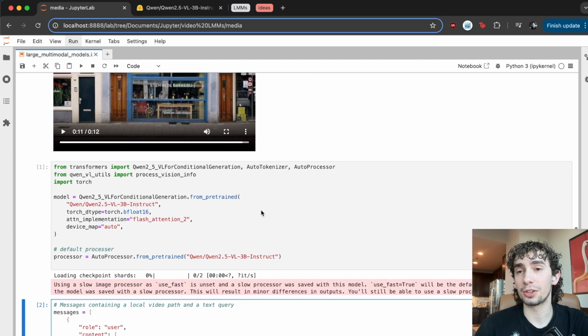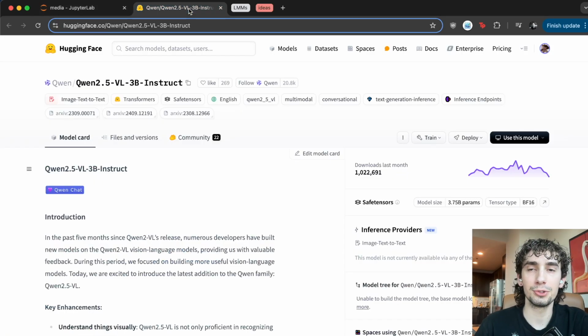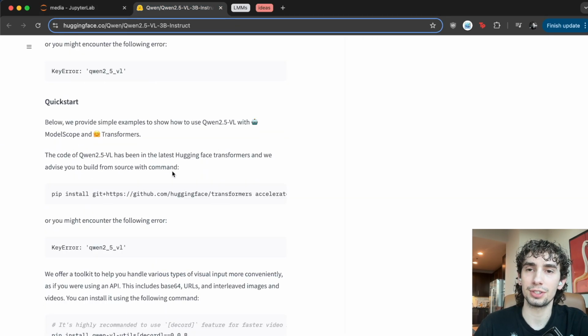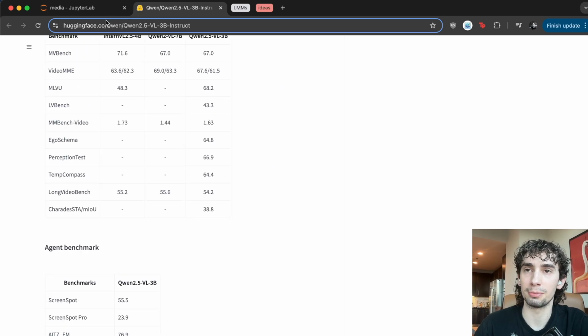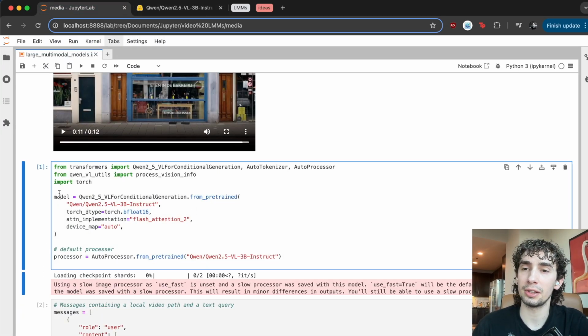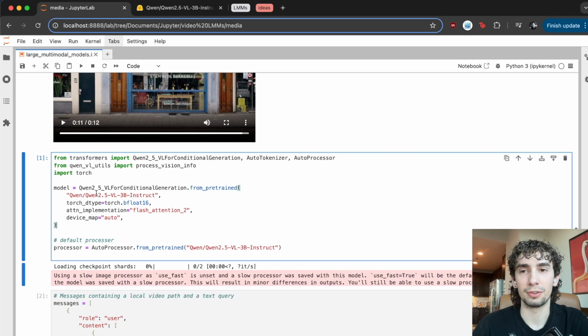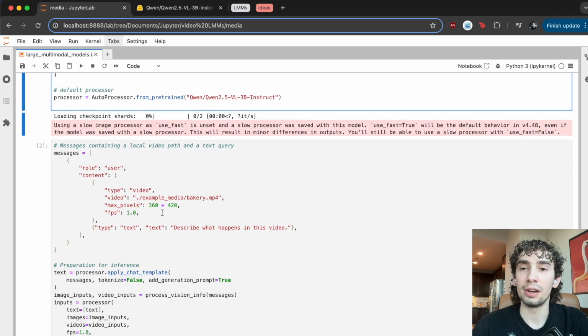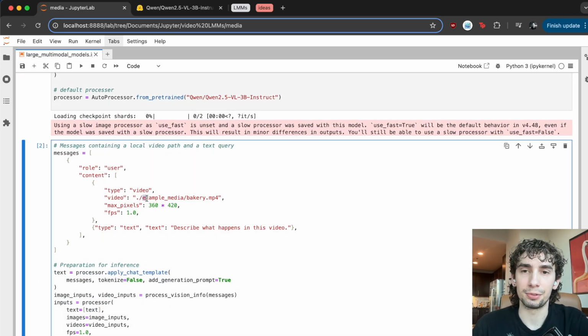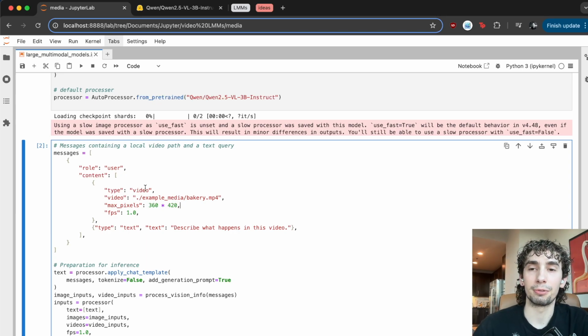The code for this is going to be a little bit more involved than our Moondream example. Much of it was just taken directly from their Hugging Face model card here, but we're going to be loading the model as well as a processor for this specific Qwen model. We are then going to pass in, of course, our MP4 file, and we're going to downsize it a little bit into 360 by 420 pixels. It should not degrade the performance too much.